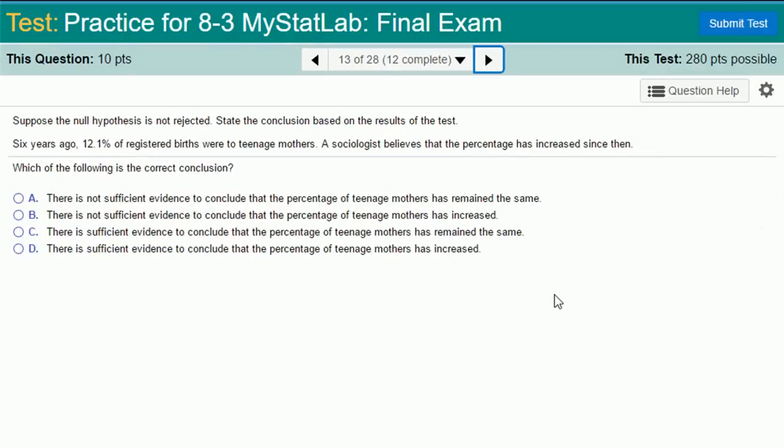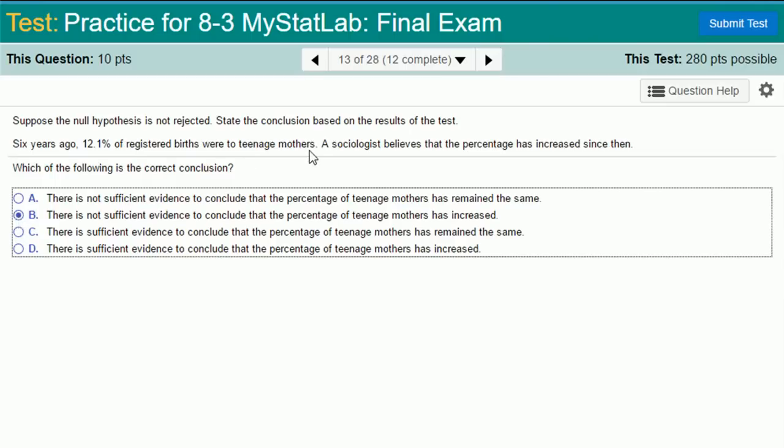Suppose the null hypothesis is not rejected. State a conclusion based on the result of the test. So 6 years ago, 12.1% of registered births were to teenage mothers. A sociologist believes that the percentage has increased. But if the null hypothesis is not rejected, we would say there is not sufficient evidence to conclude the percentage has increased. There's not enough evidence to support the hunch or the belief of the researcher. There is not sufficient evidence to conclude that the percentage of teenage mothers has increased.